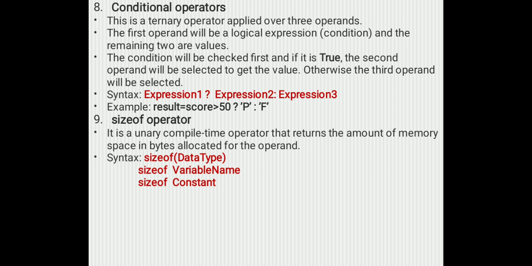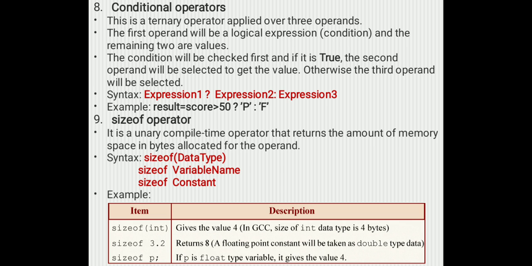If the data type is int, sizeof(int) returns the value 4. It is an int, so it always returns 4. Example: sizeof(int) gives the value 4. Sizeof(3.2): it looks like a float number, but the constant will be taken as a double, so it returns the value 8. Sizeof(p): what is the value of p? If p is a float variable, it gives the value 4.